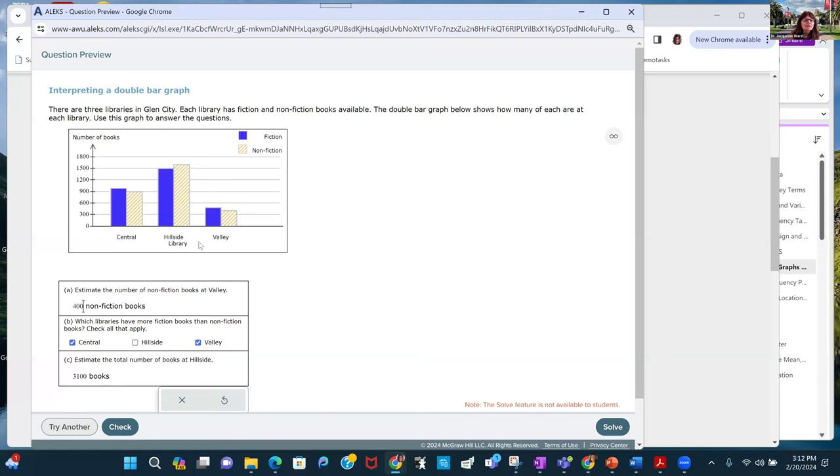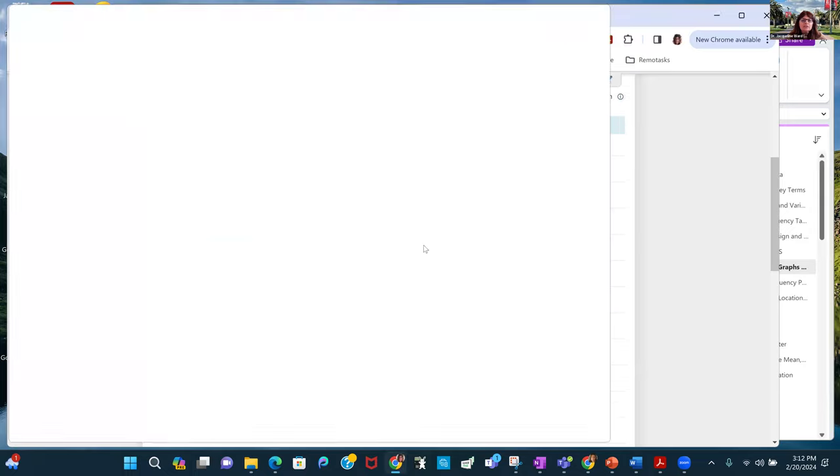Right. At Valley, estimate the number of nonfiction. So that's the striped. And again, you want to kind of imagine a line going across so you could read, sure, 400. Okay. All right. The double bar graph, stem and leaf.